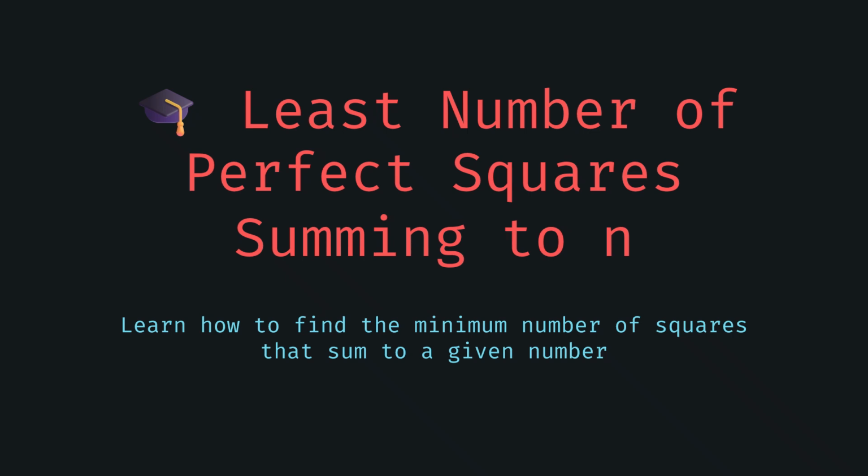Hey everyone, today we're going to explore a fascinating problem. Given a number n, how do we figure out the least number of perfect square numbers whose sum equals n? For example, 12 can be represented as 4 plus 4 plus 4, which is 3 squares. By the end, you'll know how to solve this efficiently using JavaScript.